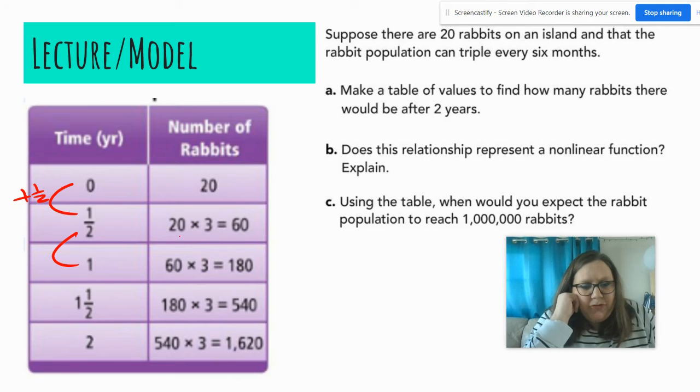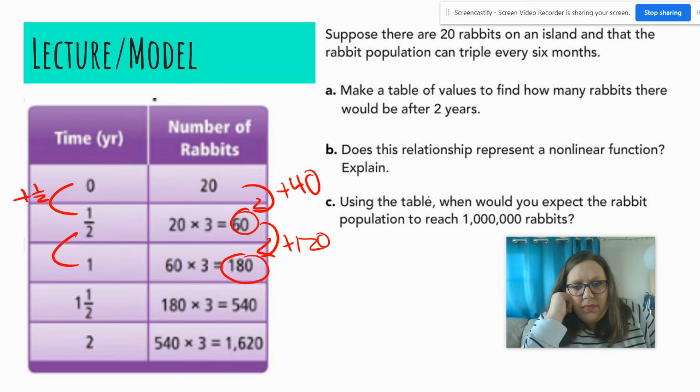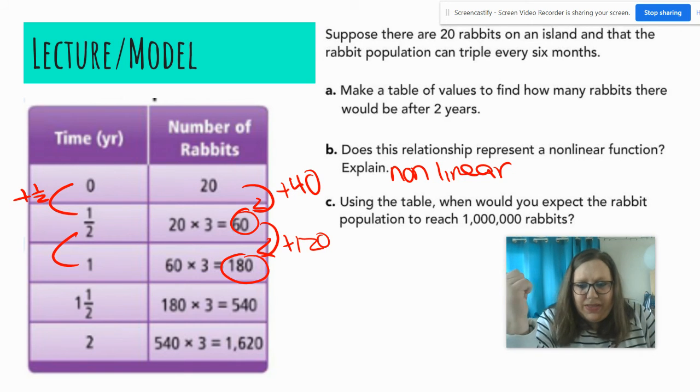So you start with 20. After half a year, multiply that by 3, you get 60. And then after a year, you have 60. Multiply that by 3, you get 180. So first I'm increasing from 20 to 60, which is plus 40. Then I'm increasing from 60 to 180, which is plus 120. So this is going to be nonlinear because it's not increasing at a steady rate. It increased by 40 and then 120. So that does not work. All right. And we're not going to worry about that last part right now.